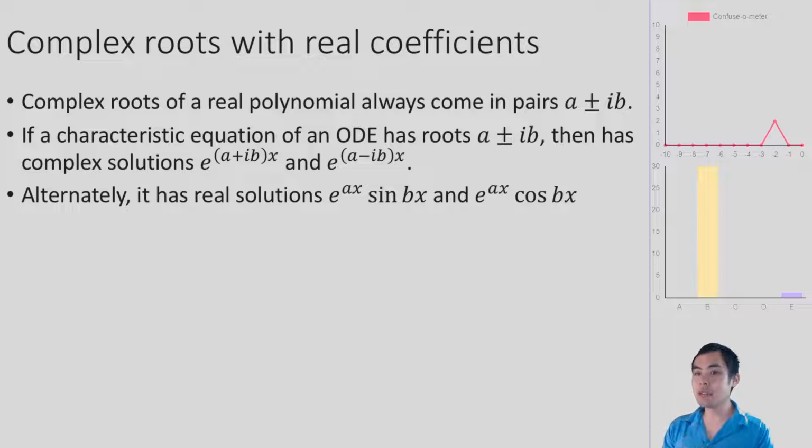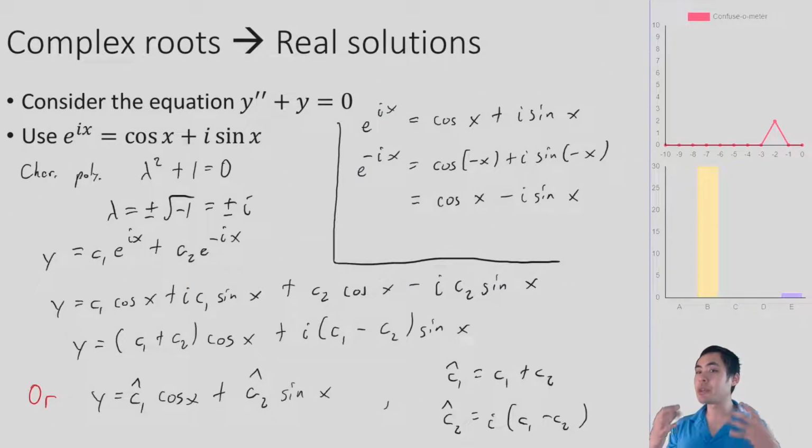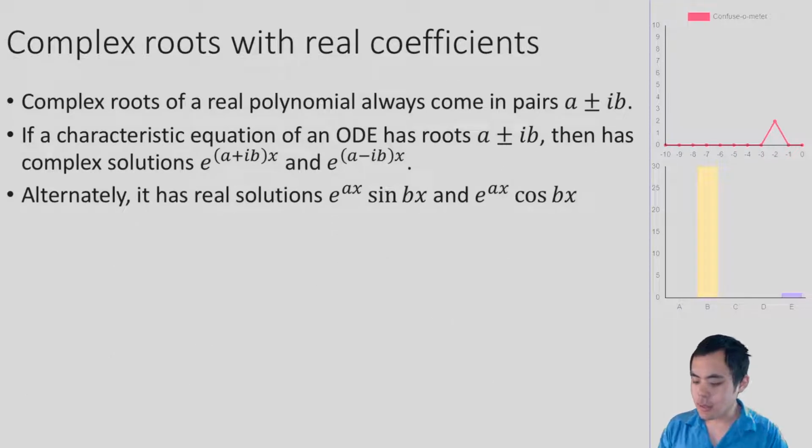Alternately, it has real solutions e^(ax) sine bx and e^(ax) cosine bx. And what we did on these previous two slides is we gave examples of how we could justify this solution.